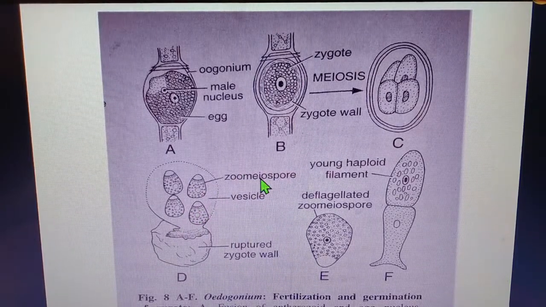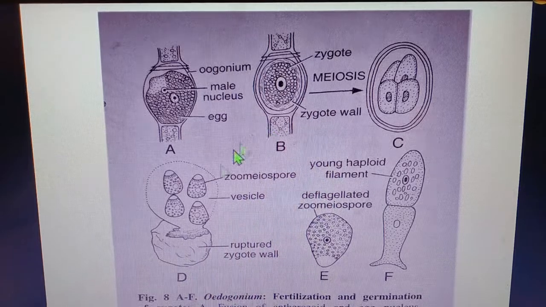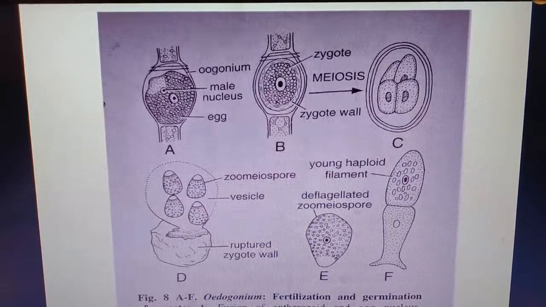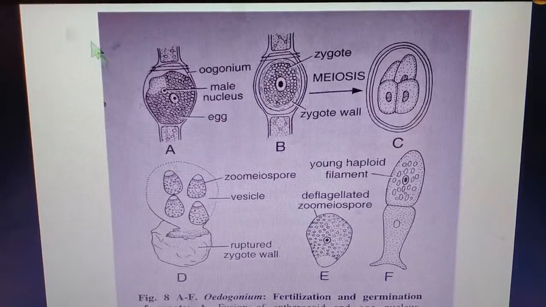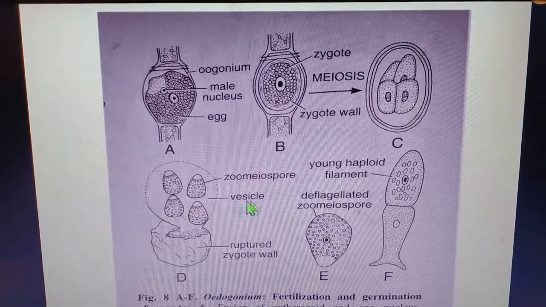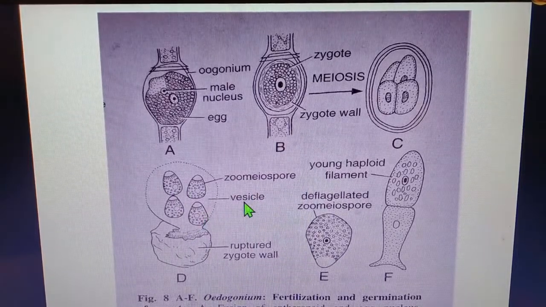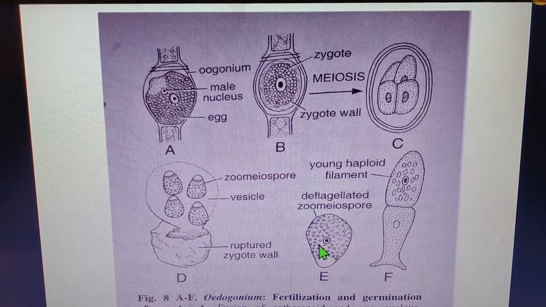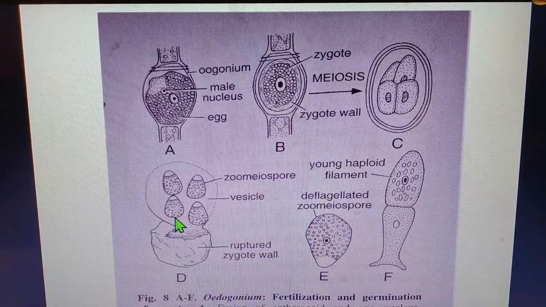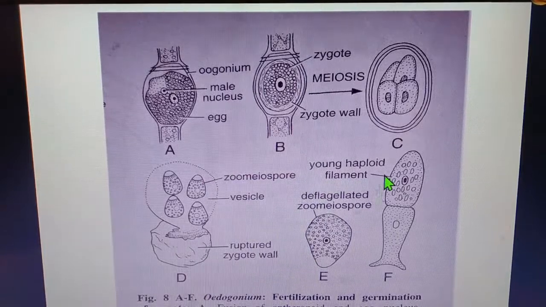These are now referred to as the zoomeiospores, which are formed after meiosis. These are haploid, and these spores will behave as asexual spores. If you remember, in asexual reproduction we studied the formation of zoospores. So these also behave as asexual zoospores, and they swim for some time, and after swimming for some time they get attached to the substratum by their anterior end. Just remember that they attach to the substratum by their anterior end. And germination of the zoospore results in the formation of a haploid filament.